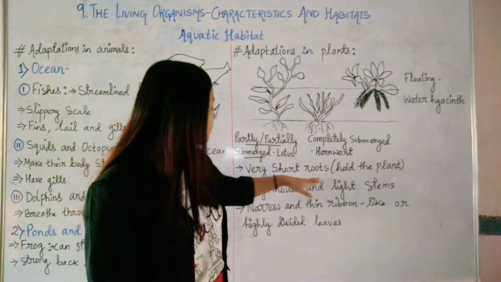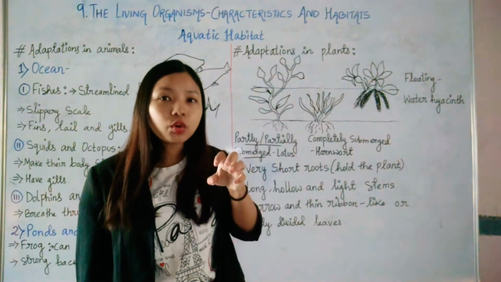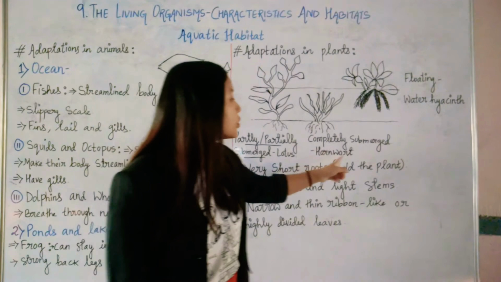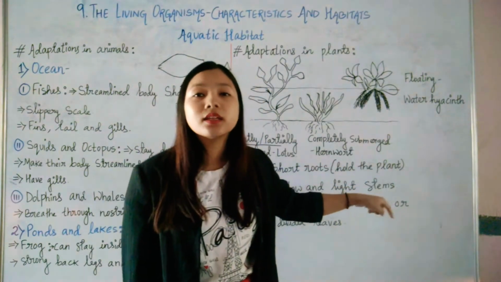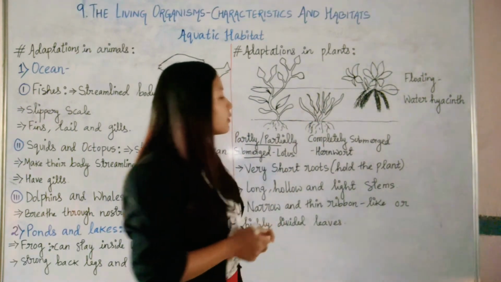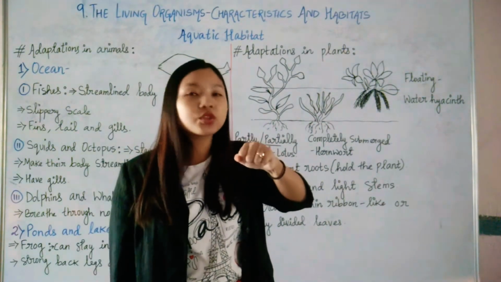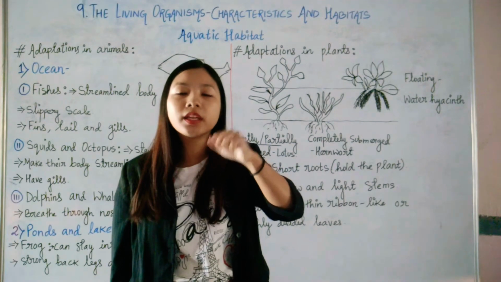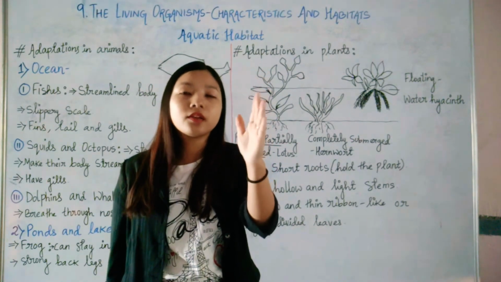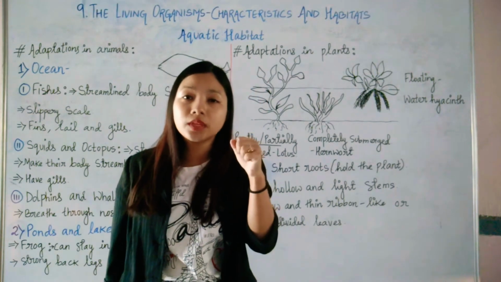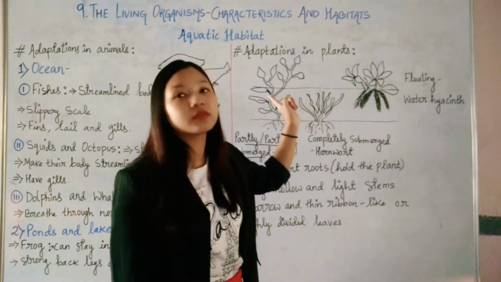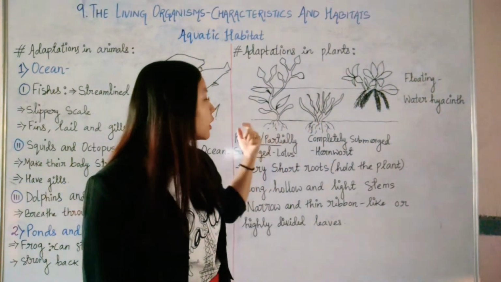So the roots are very short, and the main purpose of roots in these water plants is to hold the plant in its place. These short roots will catch or hold the soil firmly and keep the plant in place. They don't have to absorb the water and minerals, because absorption can be done by the other parts of the plant itself through their surroundings.